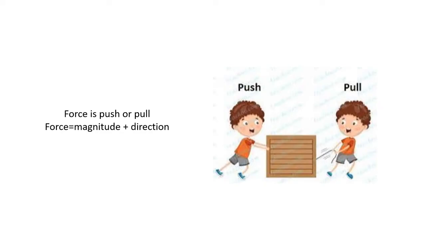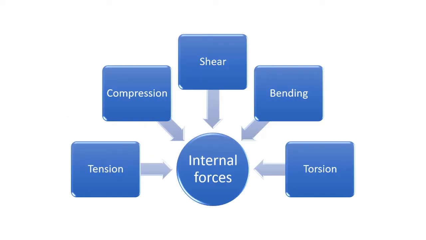Remember that force is a push or a pull. As in the picture, see, one boy is pulling the block, another is pushing. All forces have a magnitude, that's the amount, and a direction. In this case, both these guys are pulling in one direction. Force can be internal, or they can be external. Internal forces in this case are applied by the boy who's pulling the block, whereas external force is friction between block and ground. We're going to learn the following principles in today's video: tension, compression, shear, bending, and torsion.